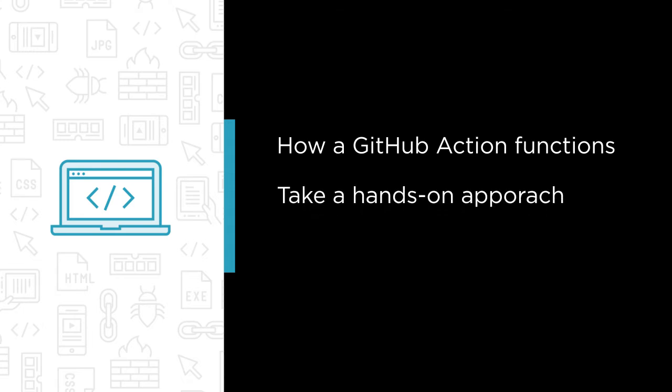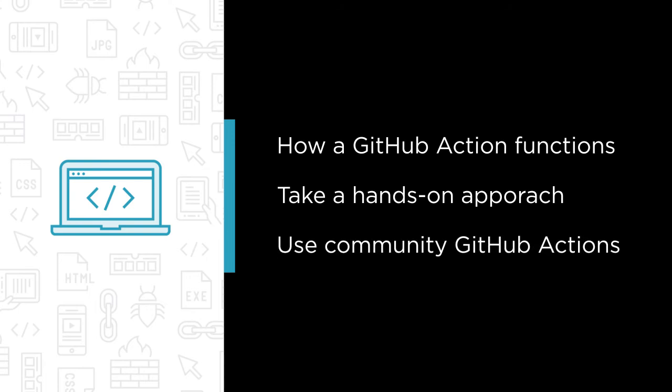Next, you'll take a hands-on approach in a GitHub project repository by using a feature template workflow file with continuous integration, or CI, and then customize it with unit tests, build artifacts, and environment variables. Finally, you'll learn how to use community GitHub Actions from the GitHub Marketplace to extend your customized software development workflow.